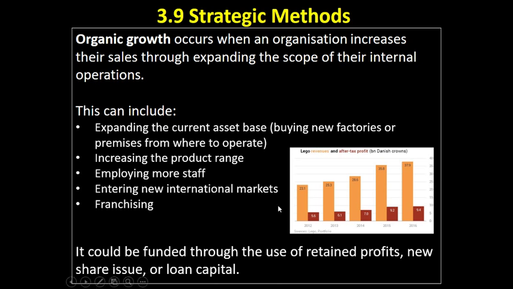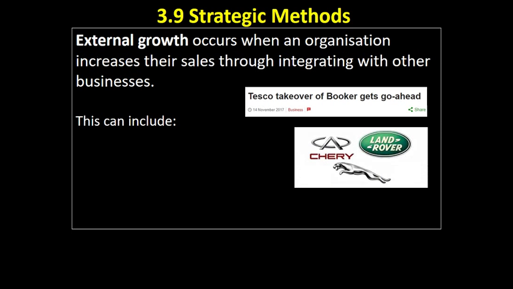And I've got a little chart there showing Lego's increase in sales. Lego are a good example of a company that have grown through their own sales. They haven't merged with other toy companies or anything like that. They've simply managed their business relatively well, although profits have fallen in 2017, and grown that way.